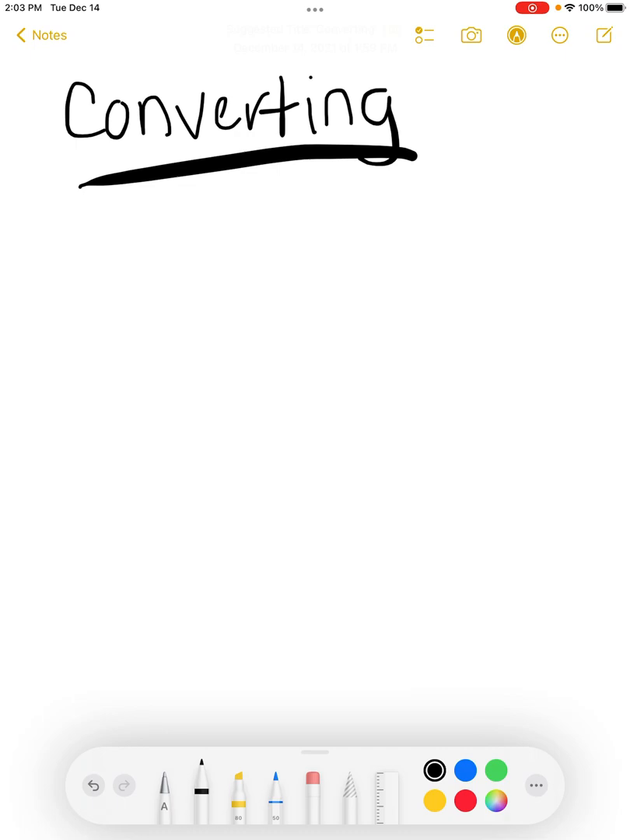Today we're going to talk through converting decimals and fractions. Go ahead and find a space where you can write down some examples. Let's start with our fractions.